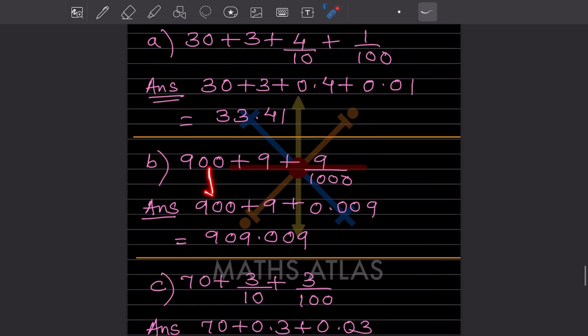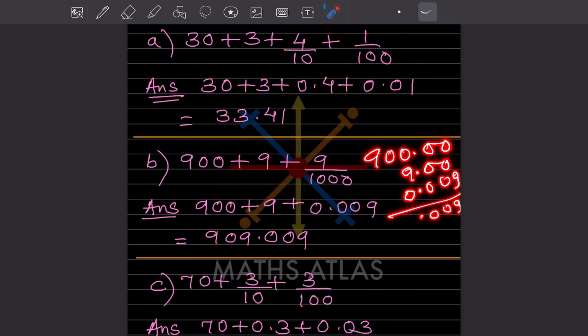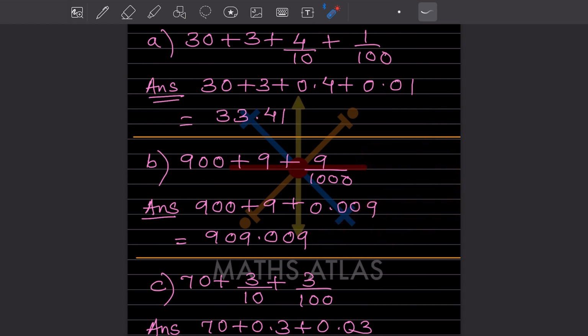So now look at here, 900 and 9 by 1000 means how many zeros? 1, 2, 3. So you will write this 9, you will go backwards 3. We have only one number, so you will write here 3 numbers and then put 0s. So now see here, 900 means 900.00 also you can write. This is 9.00 also you can write. 0.009. So 900.009. You can put any number of zeros.